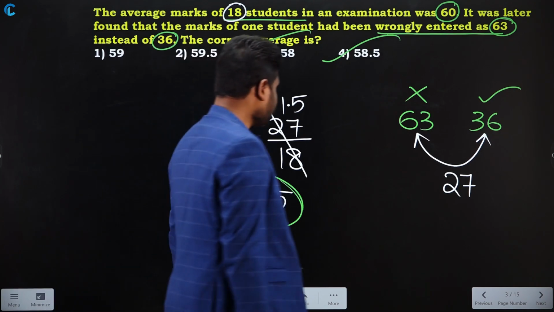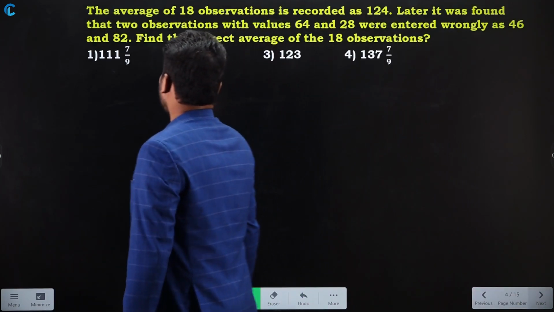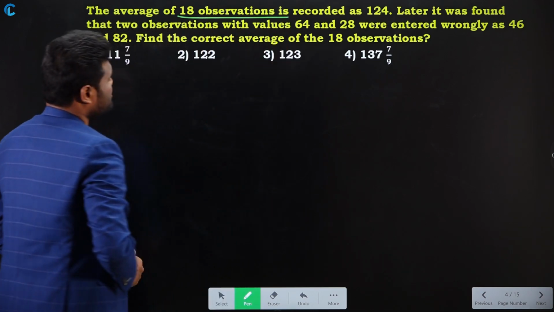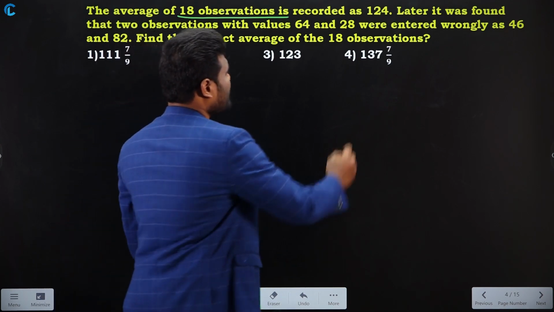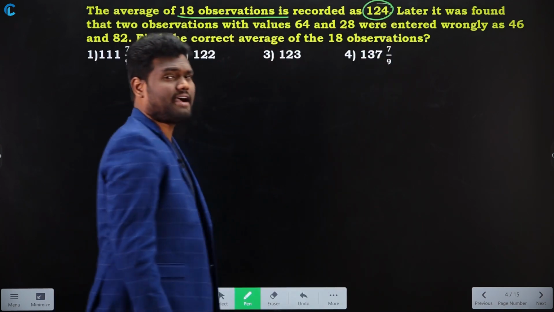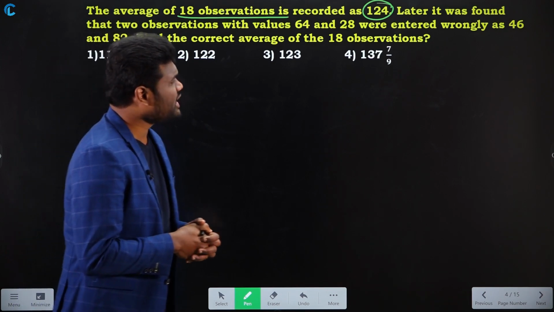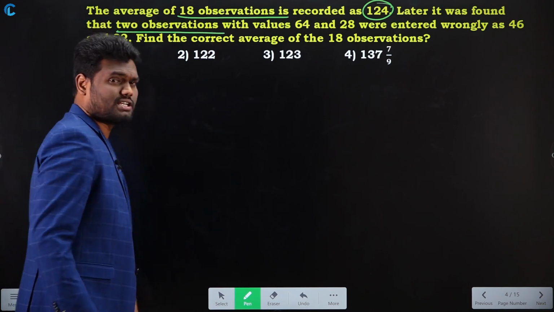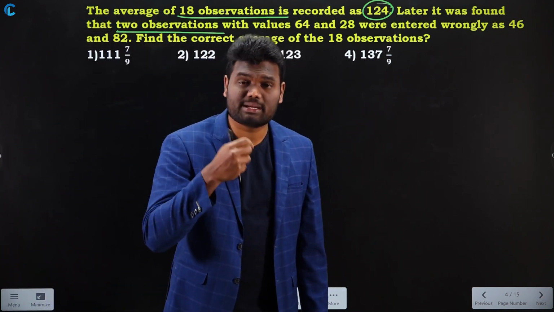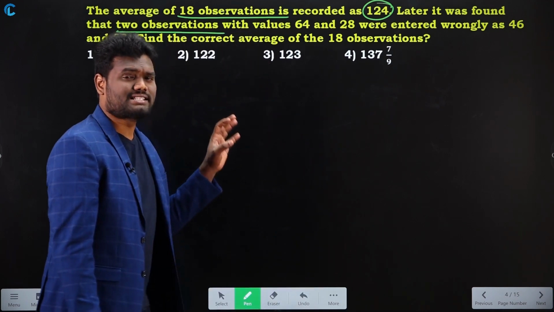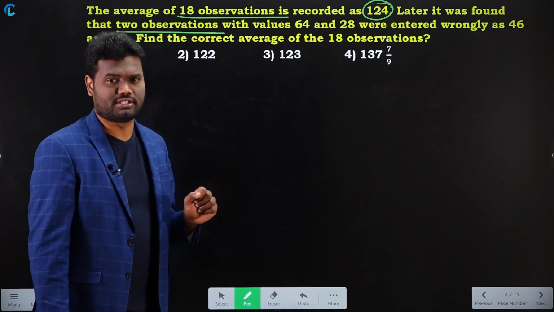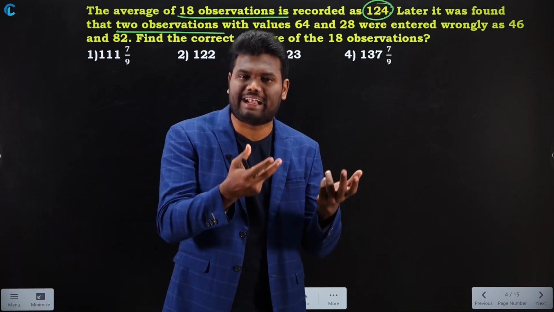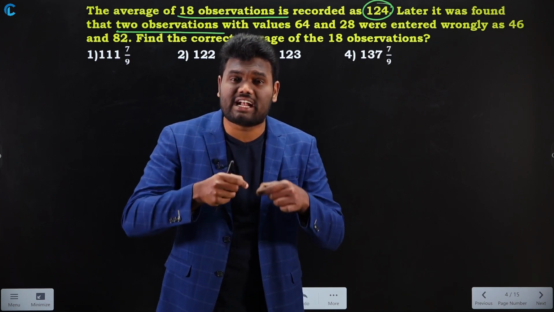Very, very simple. Okay. Let us look at the next one. The average of 18 observations is recorded as 124. 18 observations average is 124. Later it was found that 2 observations. Look here, in the previous questions we discussed 1 observation. Now in this question it's about 2 observations, and this was the exact question that was asked in the SSC examinations. And don't forget, we are trying to cover all the questions that were asked in different competitive examinations relating to each and every concept.